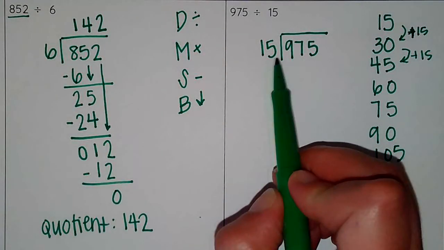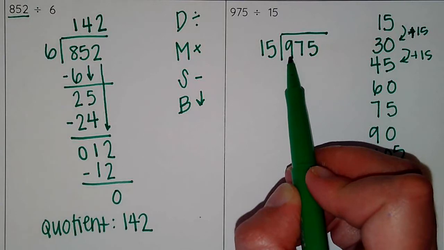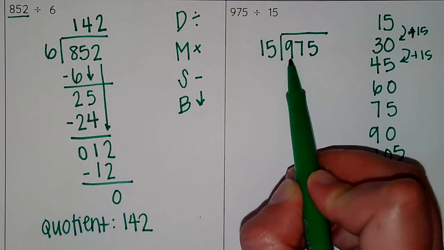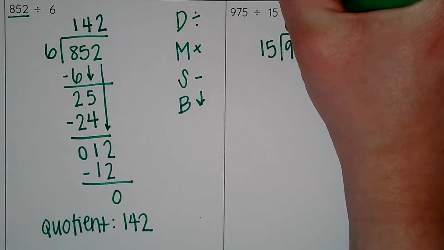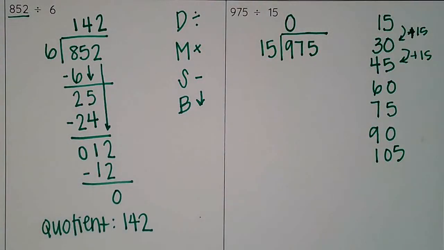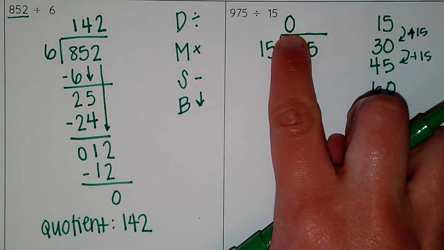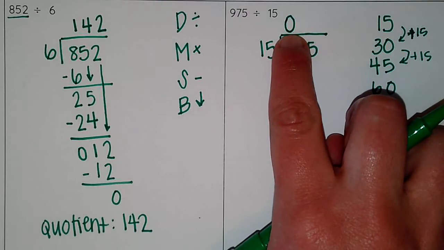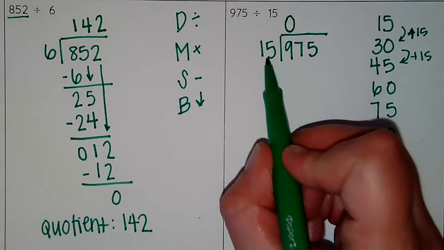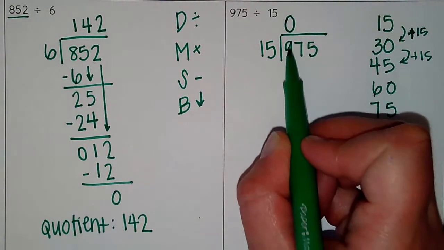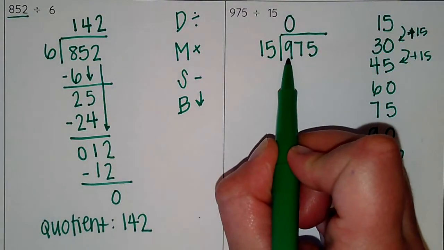All right, so let's start off. So 15. How many times does 15 go into 9? Well, 15 is a 2-digit number and 9 is only 1 digit, so it cannot go in. I place a 0 over the 9. 15 goes into 9 0 times. This 0 helps me stay organized. But it also is the truth, right? 15 goes into 9 0 times. All right. So now we need to move on to the second number.